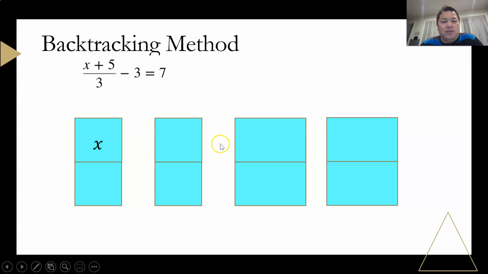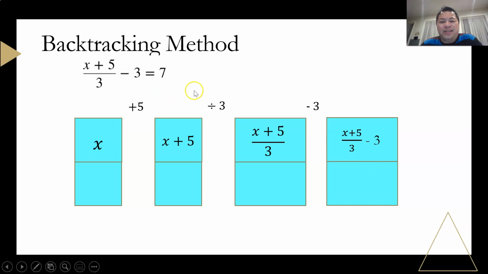Okay, so for this case, backtracking method again. A little bit complicated. Okay, let's look at it. You have to plus 5 first. That's right. You have to plus 5. Then you have to divide by 3. So x plus 5, then you have to divide by 3 here. That's how you get this. Then after that, you have to minus 3 to make the equation true. That's what you get on the left-hand side.